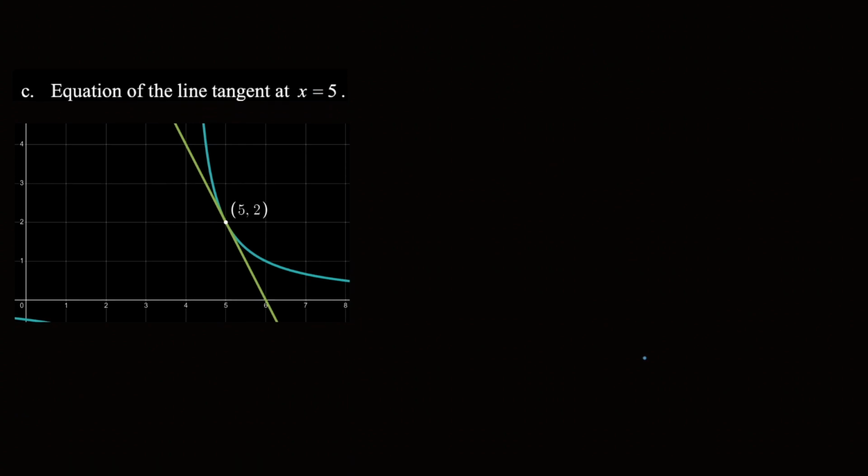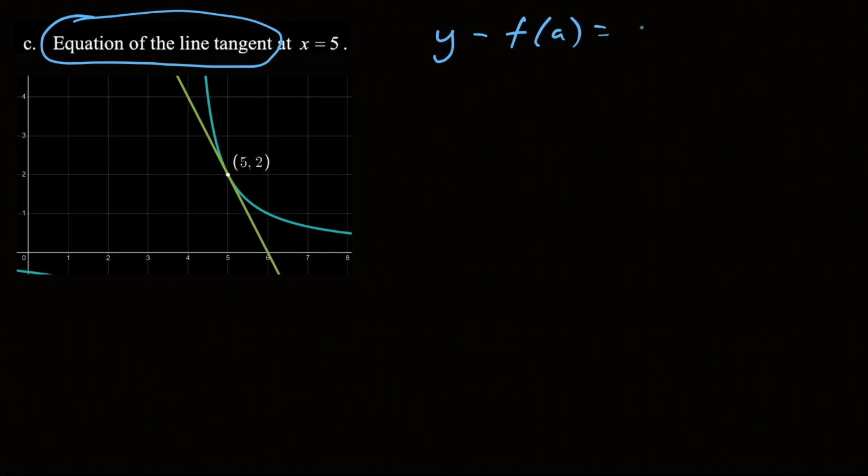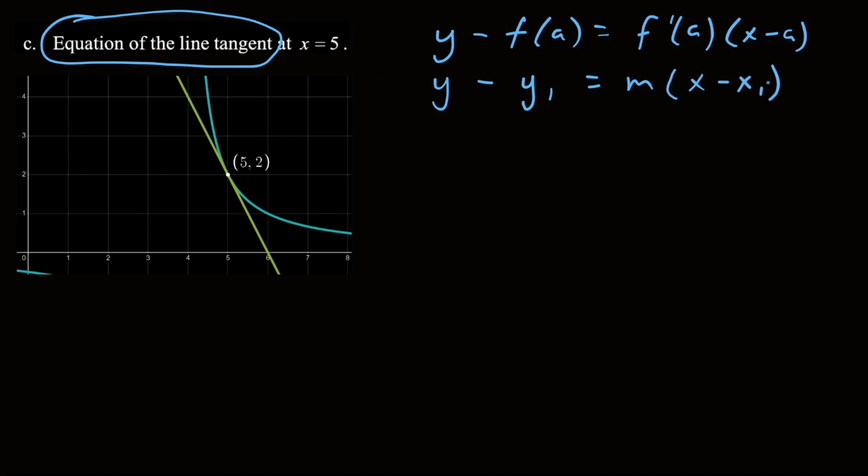Now, if they ask you for the tangent line, whenever you see the equation of the line tangent, don't let that scare you. There is a way they write that. A lot of times they'll write y minus f of a, which is equal to f prime of a times x minus a. Again, that looks scary, but if you think back to algebra 1, it's just point slope. y minus y1 equals m, our slope, times x minus x1.